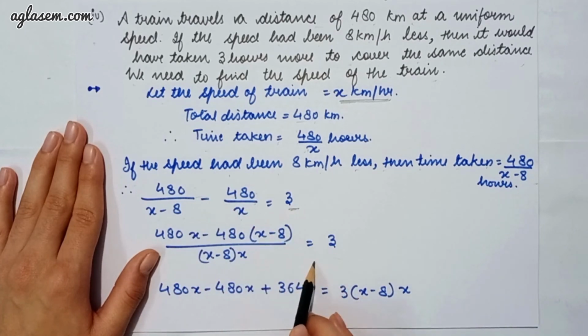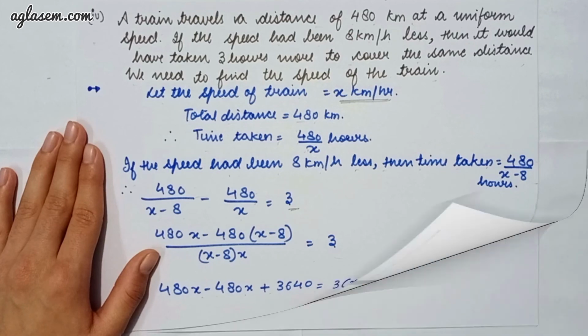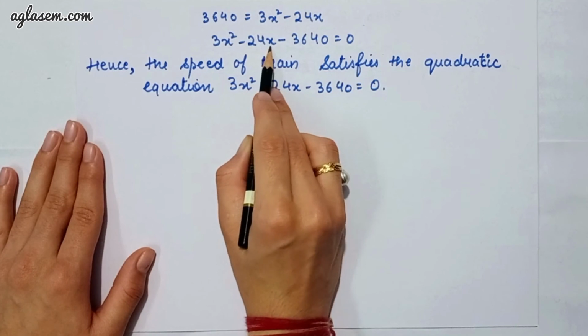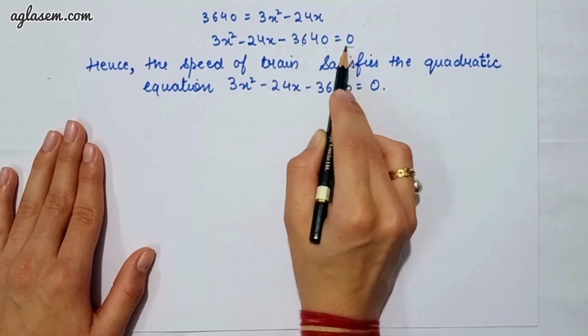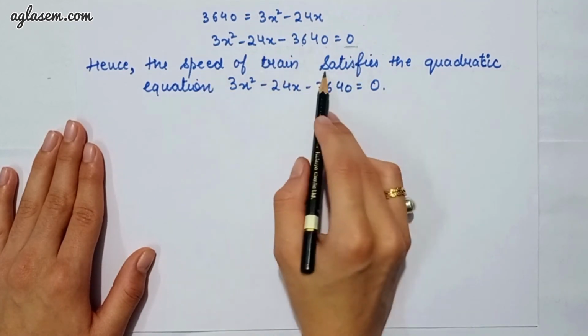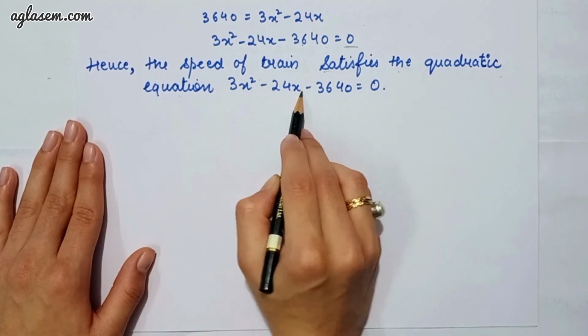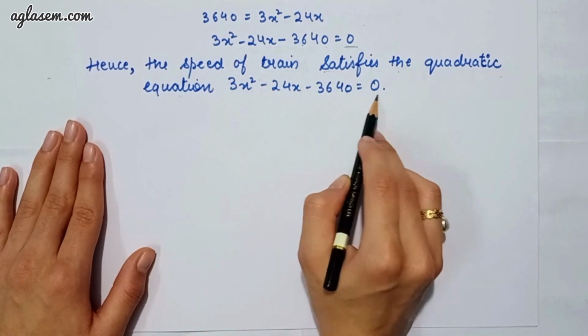After solving this, we will get 480x minus 480x plus 3640, which is equals to 3 into x minus 8x. Further solving, we will get an equation, that is 3x square minus 24x minus 3640, which is equals to 0. Therefore, the speed of the train satisfies the quadratic equation, that is 3x square minus 24x minus 3640, which is equals to 0.